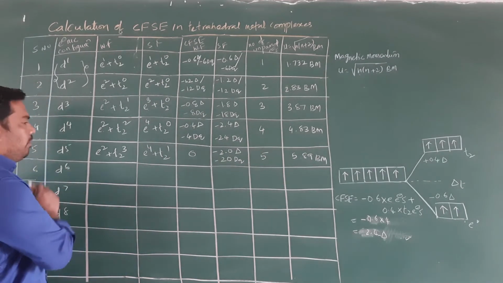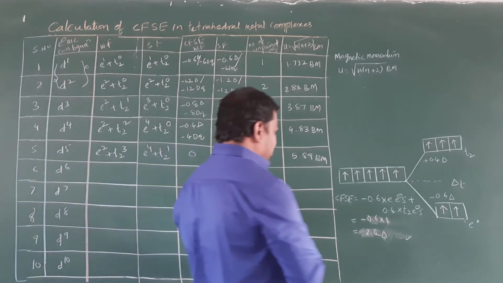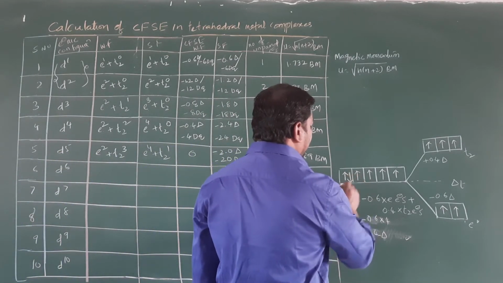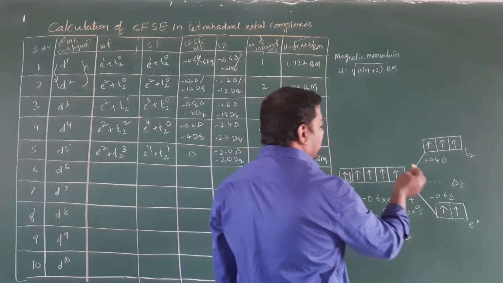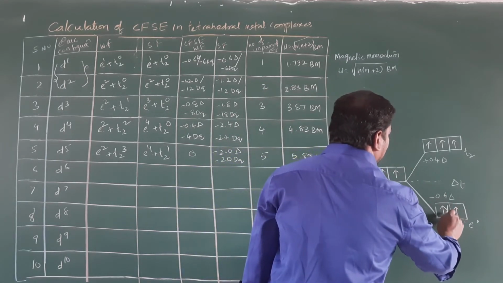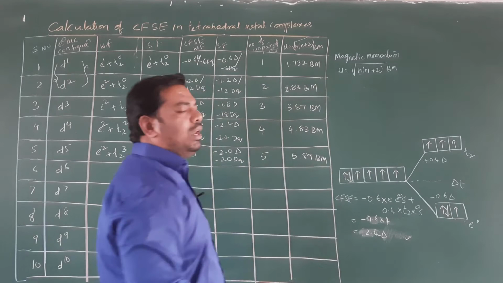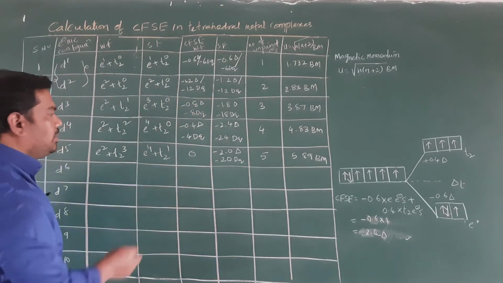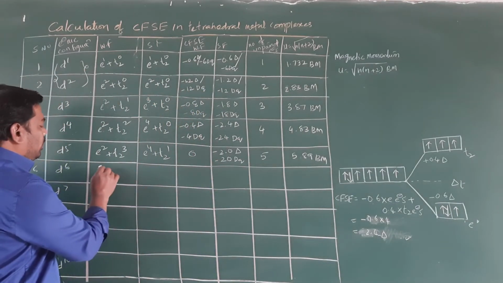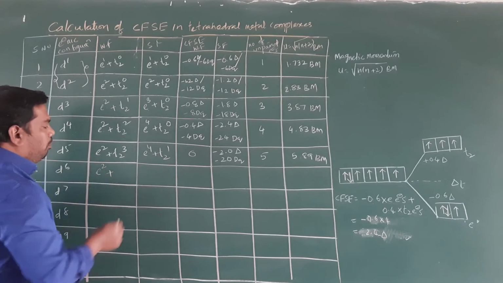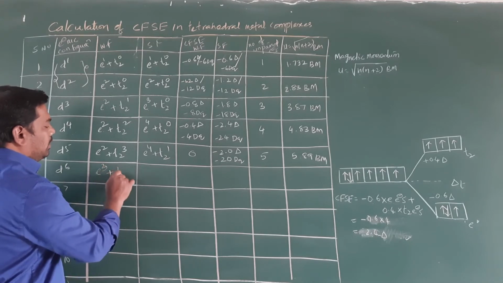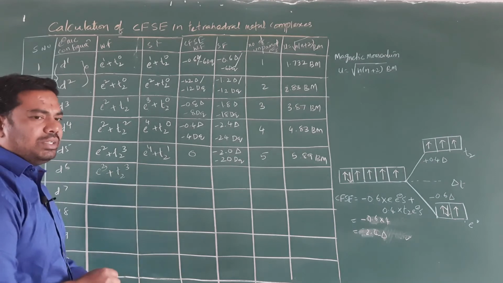Okay, right. For the D6 configuration, here you can see the electron is going to be paired up. If it is a weak field, the sixth electron is placed into the lower energy level only. So you can see the splitting of the T2 and E levels, that is E3 plus T2 3.